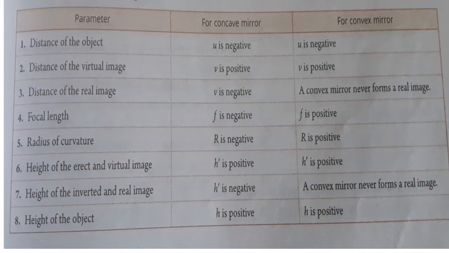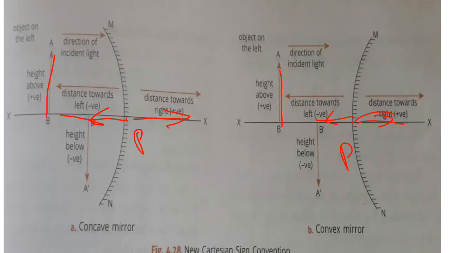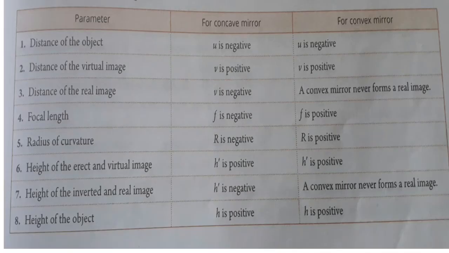Initially when you are solving the numericals, keep this in front of you, and whenever you are solving numericals you should know the sign convention. If you miss a single sign convention, your whole answer is going to be wrong. So in the initial days when you are solving the numericals, keep this table in front of you and solve the numericals. Copy down this table in your regular notebook. You have to copy down that table, as well as this sign convention.